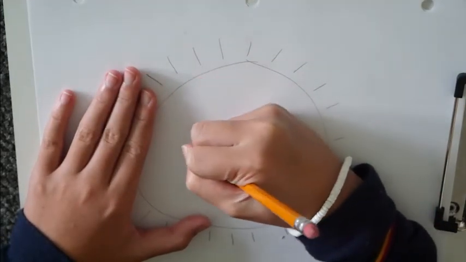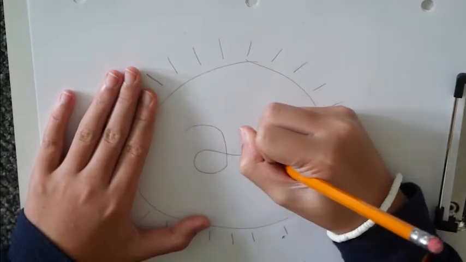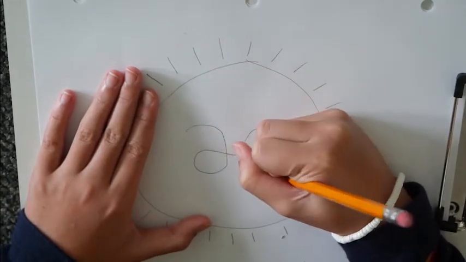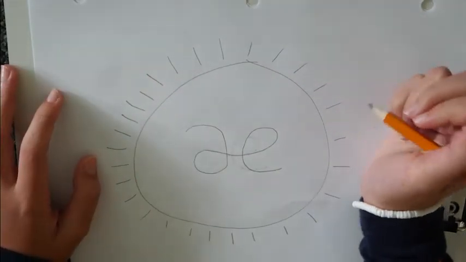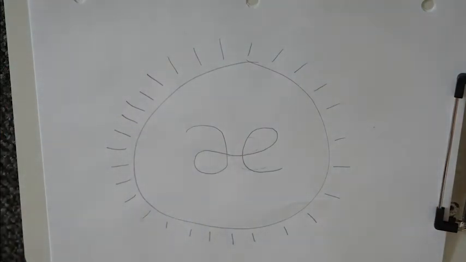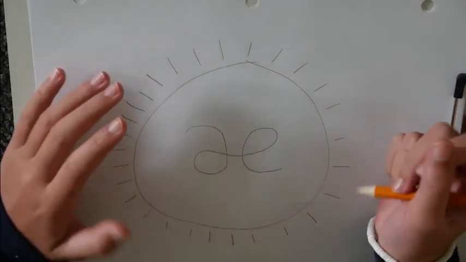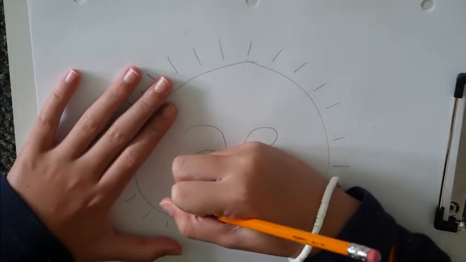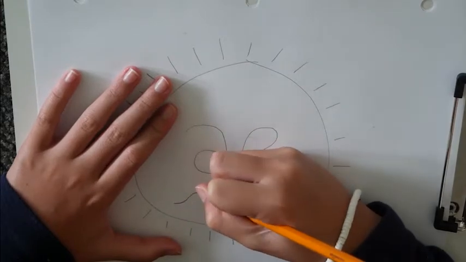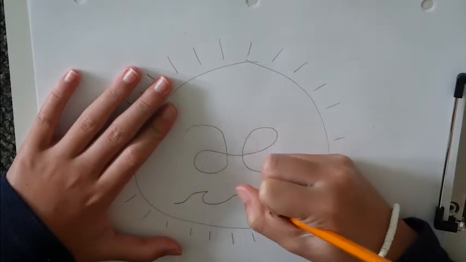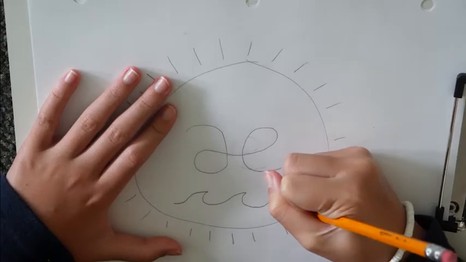So I got the right shape exactly how I wanted on the second try, so I just left it like that, and then I started on the waves. The waves I got on my first try, which is pretty rare for me.